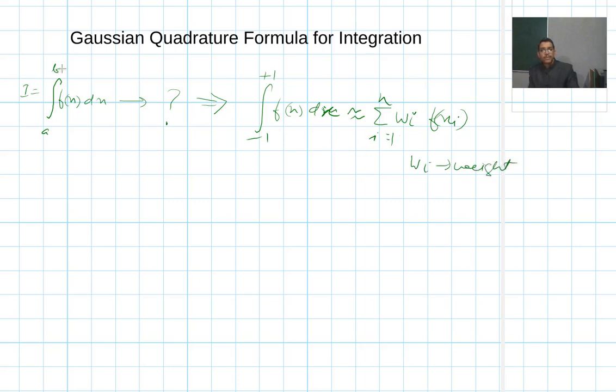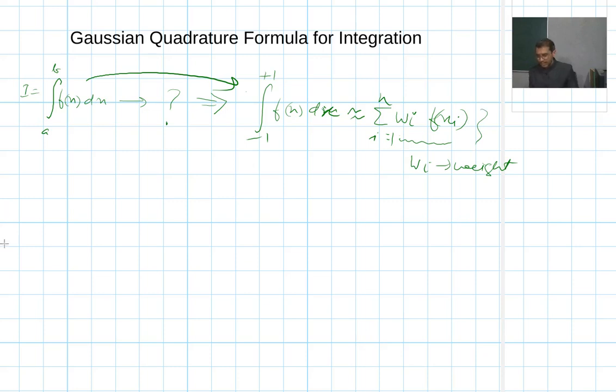So that means first of all we need to transform the limits from a to b to -1 to +1, and then express this in this form, right? So first of all we need to transform the integral from one form to another form, and then we will talk about this part, right? So let us start with it.